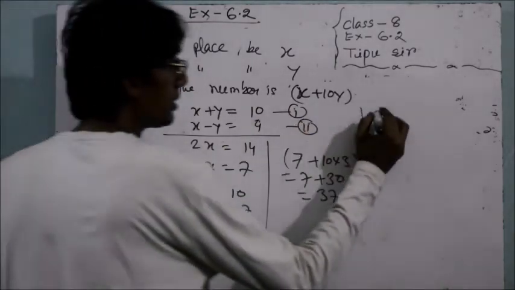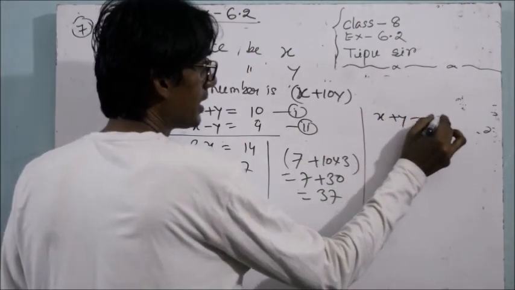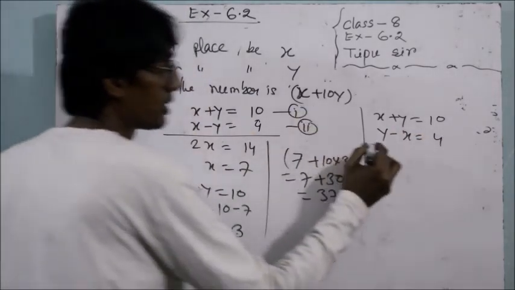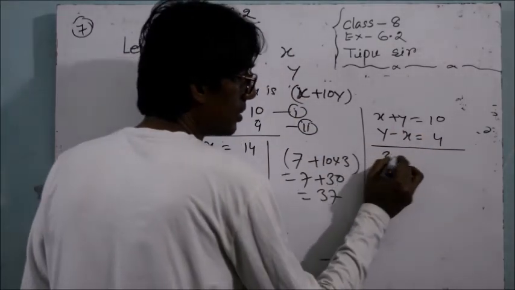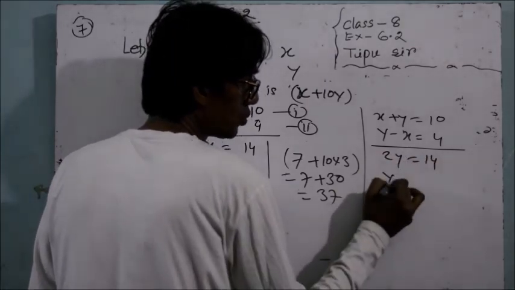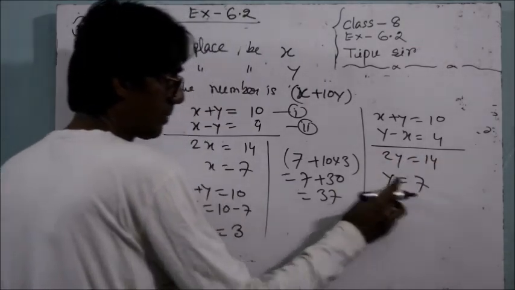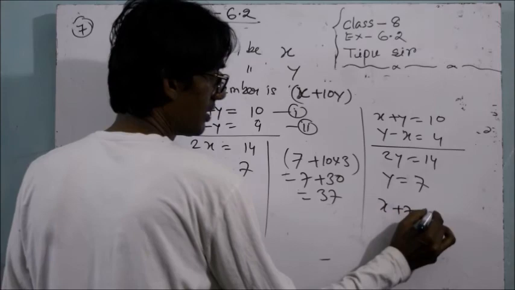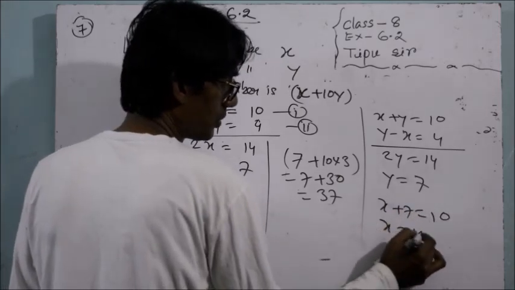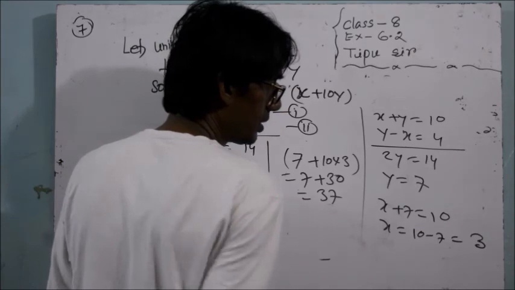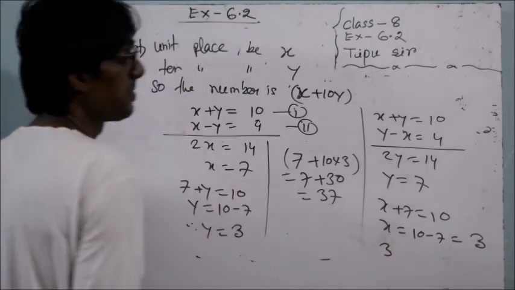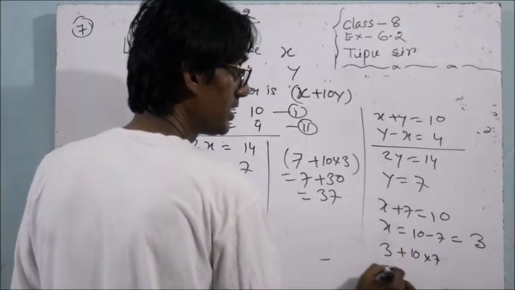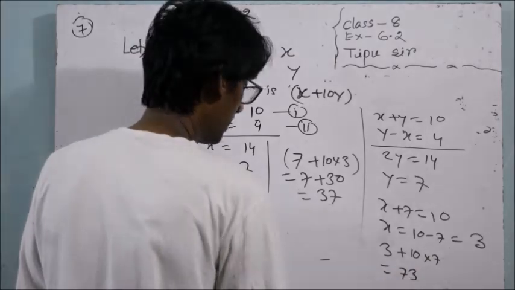How? Look at here, x plus y is equal to 10 and y minus x is equal to 4, if the tens place is more than the unit place. In that case 2y equal to 14, so the value of y equal to 7. Now apply the value of y equal to 7 in equation 1, you get x plus 7 equal to 10, or x is equal to 10 minus 7 equal to 3. So the number is 3 plus 10 into 7 is equal to 73.